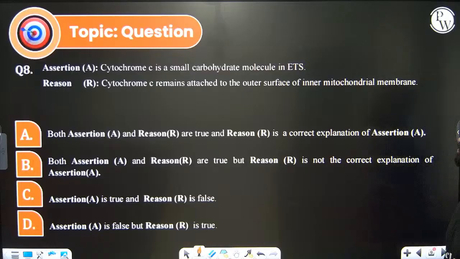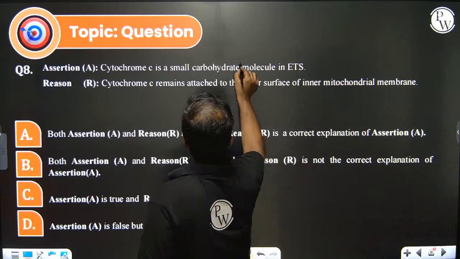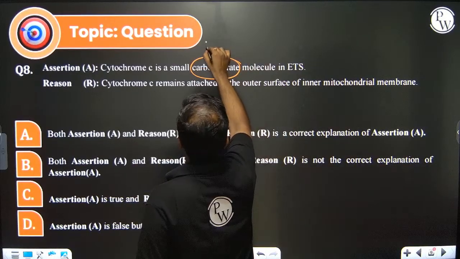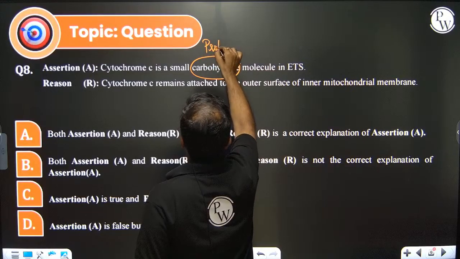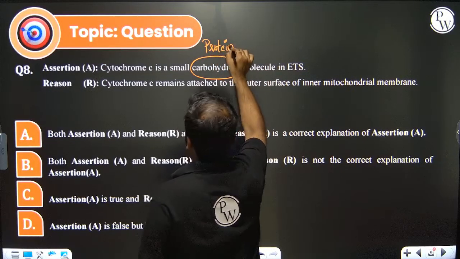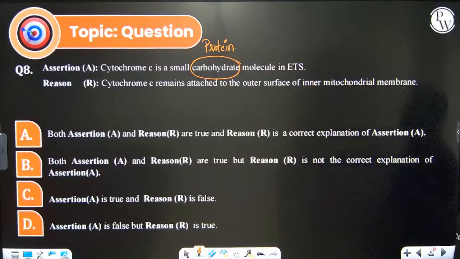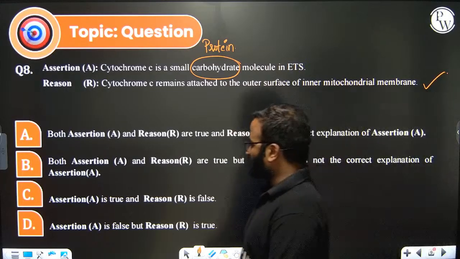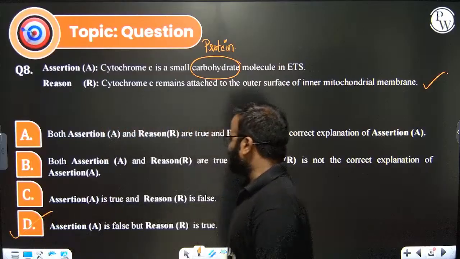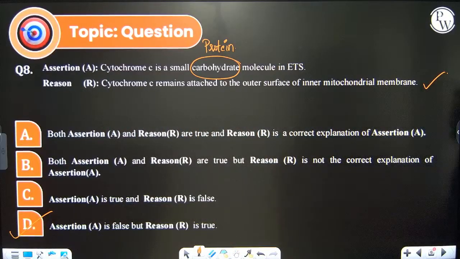Cytochrome C is a small carbohydrate molecule in ETS. Cytochrome C, it is not a carbohydrate, it is rather a protein. Next, cytochrome C remains attached to the outer surface of the inner mitochondrial membrane, which is true as a statement. So I would go D as the answer, where assertion is false but reason is true.